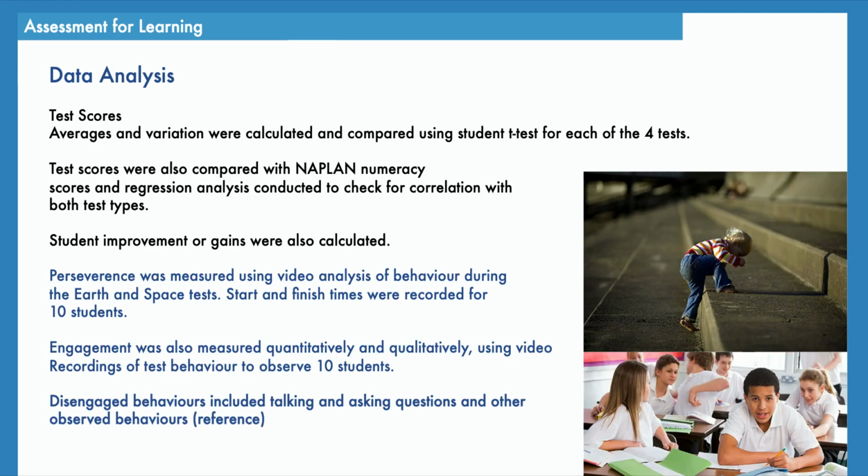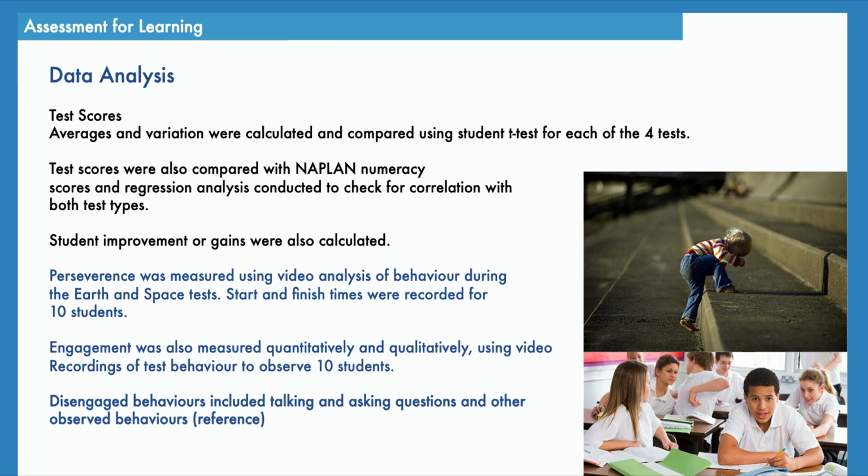So the data was then analysed, so all of the data was collected and averages calculated along with the standard deviation or variability amongst that data set. The means themselves were then compared using a student t-test for each of those 4 tests. And the test scores were also then compared with the NAPLAN numeracy scores, and a regression analysis conducted to check for any correlations between the 2 test types.